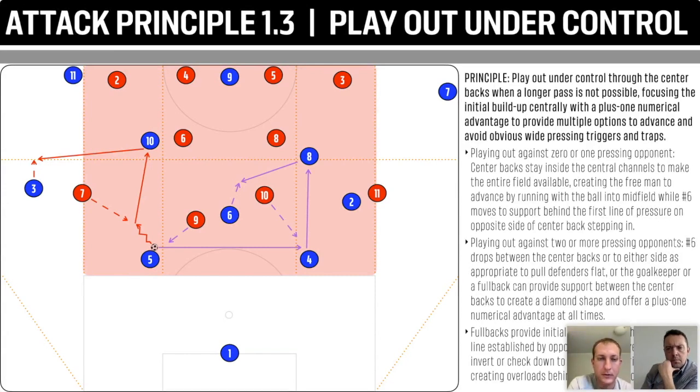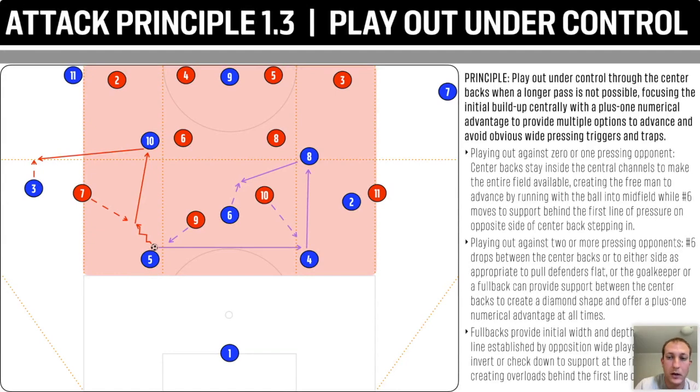So if the team is not really pressing high against you, how do you play out against two or more, right? And then the last point there, kind of covered by our faces right now, is about the fullbacks and how we use them in the build-up to provide initial width and depth, ideally behind the line of the wingers, but then invert so they come inside or check down to support at the right moment.